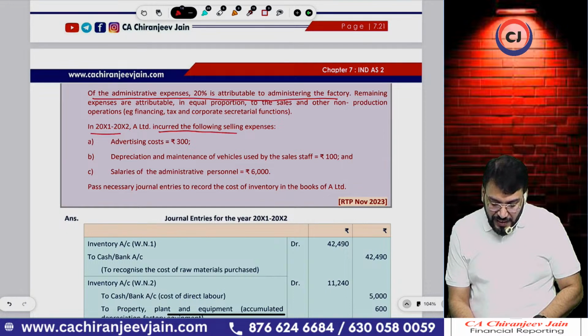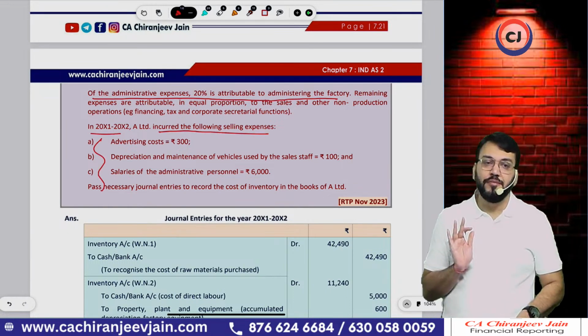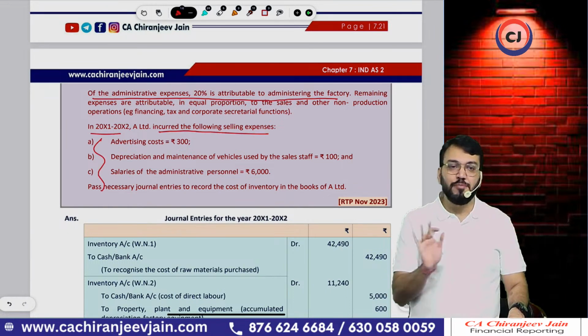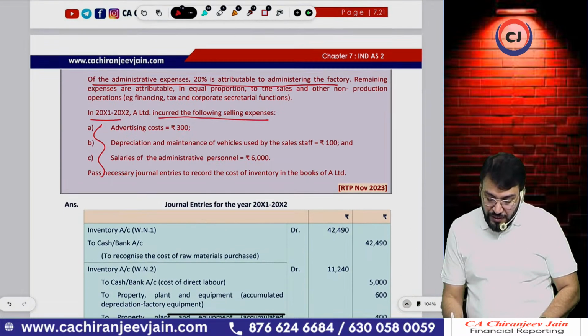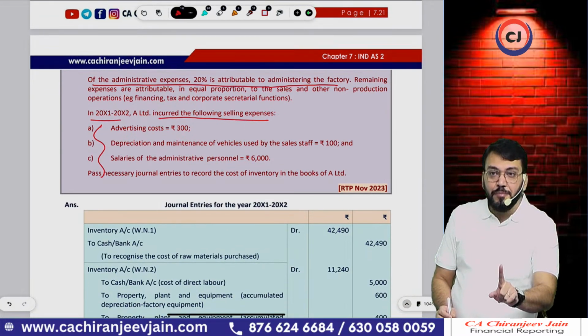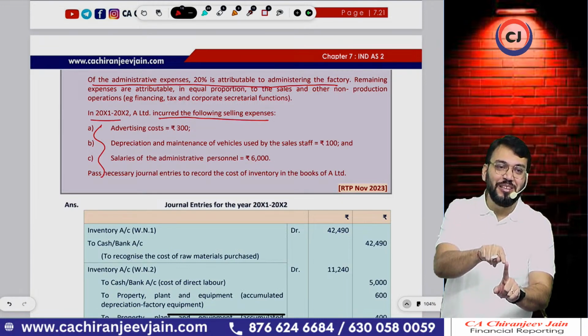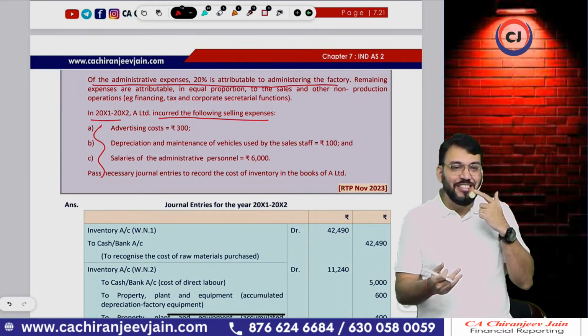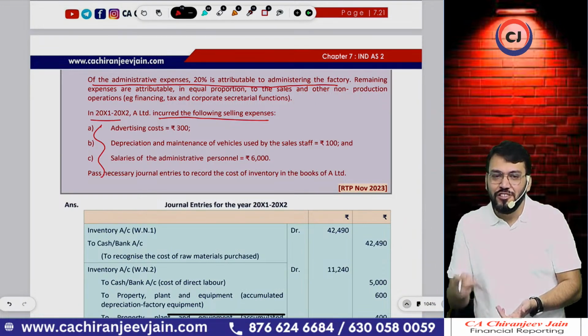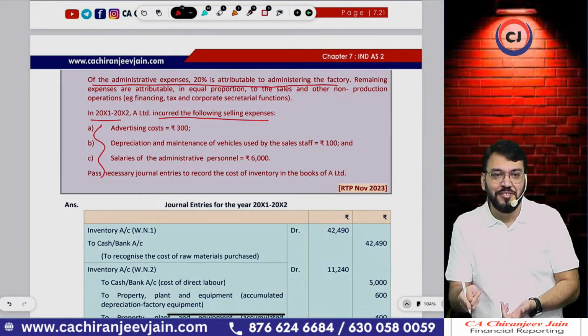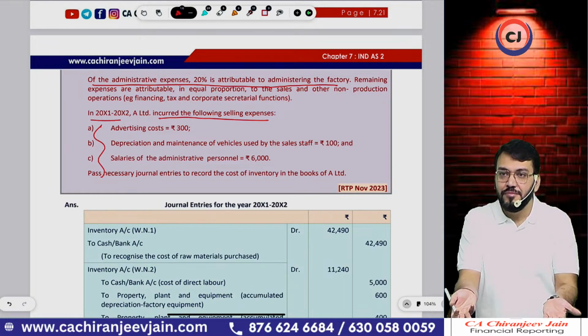Incur the following selling expense. Selling expense will not be added. Selling expense will never be added. So this was a very good question which was asked in RTP, till now not asked in exam. Actually, I was supposed to read some other question. Chalo, theek hai. But this question I was supposed to do at the end. But initially also you can do it.